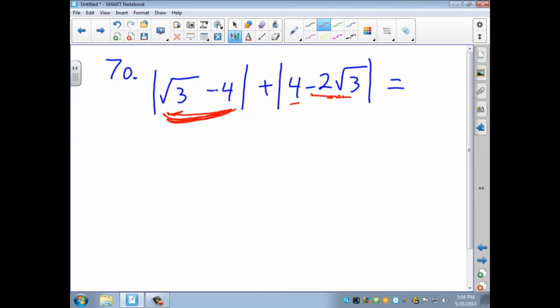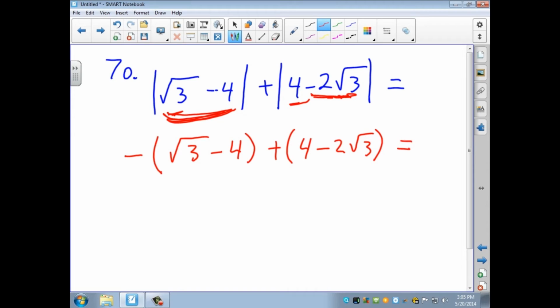Therefore, since we are looking at the absolute value of a negative number, right? The absolute value of a negative number would be the negative of that. So it's a negative of square root of 3 minus 4. Now here, 4 minus 2 square root of 3. Again, square root of 3 is 1.7 approximately. Minus 2 multiplied by that, it would be minus 3.4. 4 minus 3.4 would be a positive number. So it would be a plus 4 minus 2 square root of 3.